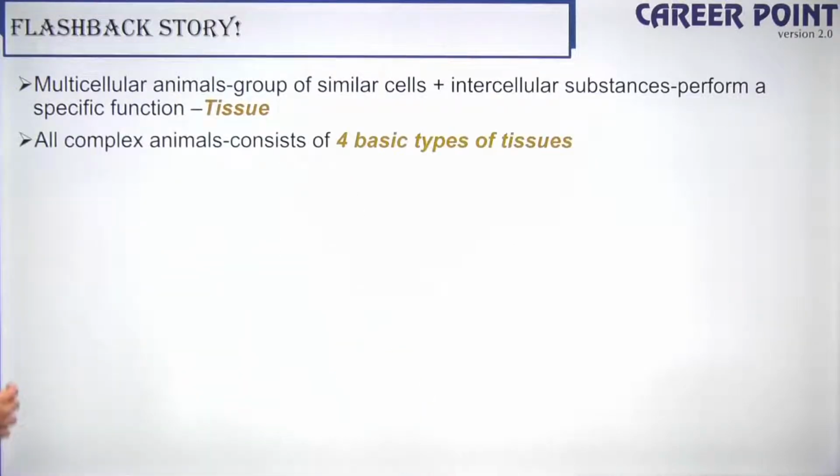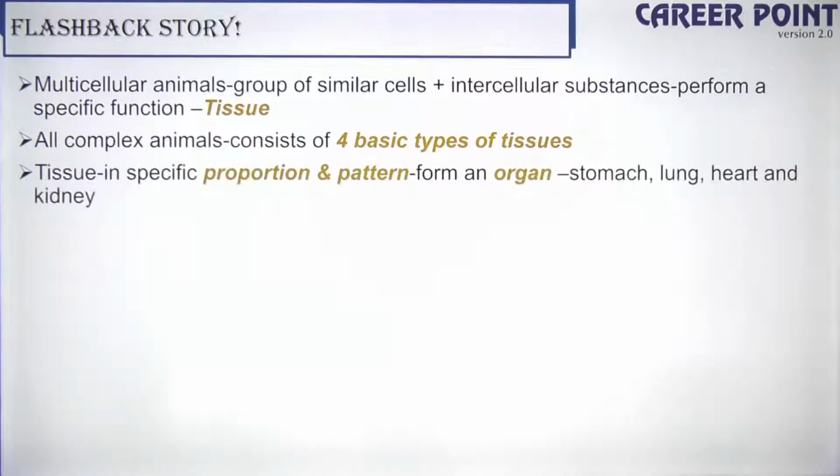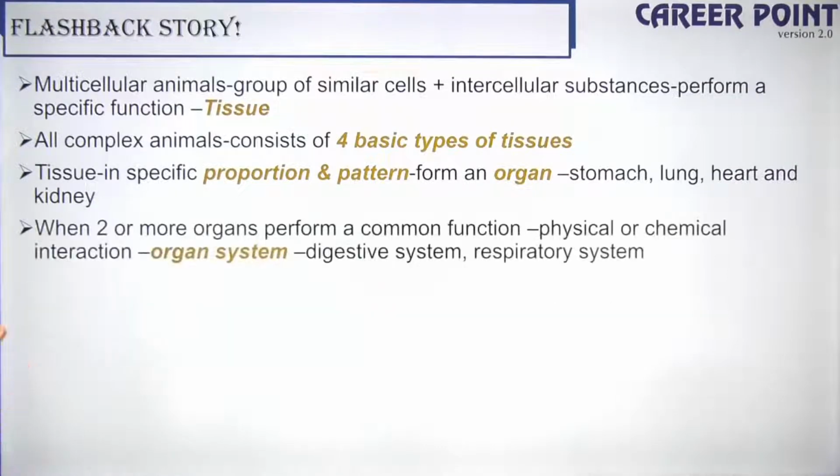So we also come under the term complex animals. Tissues have a specific proportion and pattern that form an organ like your stomach, lung, heart, and kidney. For example, the tissues in your stomach are different, the tissues in your lung are different, and the tissues in your heart and your kidneys are different. When 2 or more organs combine together to perform a similar function, either by physical or chemical interaction, they form an organ system. Example, your digestive system, respiratory system. Mind you, stomach is a different organ, intestine is a different organ.